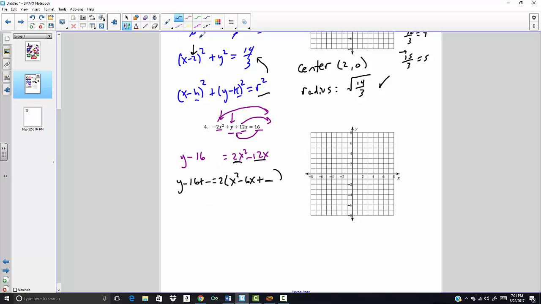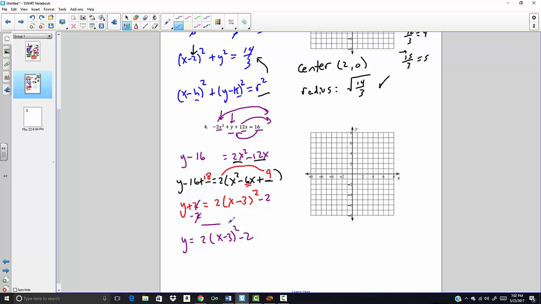So what are the blanks filled with? Well, this is half of negative 6, which is negative 3. Square it, it's 9. On this side, though, it'll be 2 times 9, which is 18. So I have 18 minus 16, so this will be y plus 2. This will equal the complete square, 2 times x minus 3, all squared. Because remember, negative 3 is half of negative 6. I'll go ahead and subtract 2 from both sides to get rid of this. So the final equation is y equals 2 times x minus 3 squared minus 2.